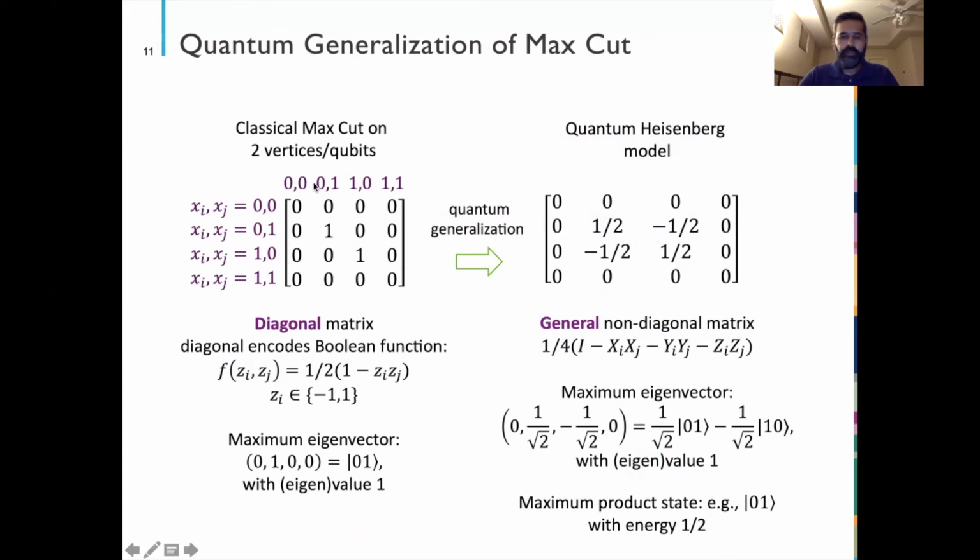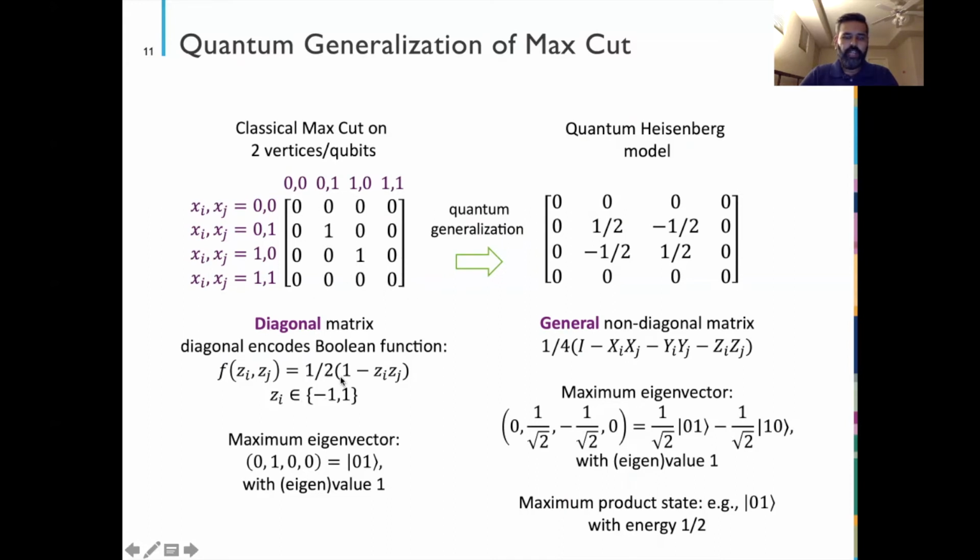So as suggested on previous slides, if we look at diagonal Hamiltonians, we get classical problems. And the way to think about this is, here I've got a CSP, Max Cut, on 2 variables. And if I look at the diagonal here, that's encoding the value of the CSP itself. So on 0, 0, we earn nothing. On 0, 1, or 1, 0, we earn 1. And on 1, 1, we earn nothing. So the diagonal here encodes some Boolean function.